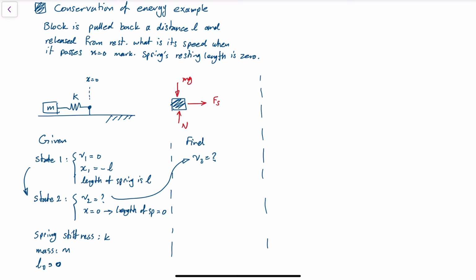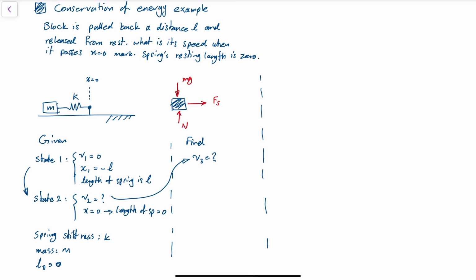Note that I have information about positions. I know some information about velocities. I want to find velocities. And I don't need any information about time. So this is a well-suited situation to use the work and energy space. So I shift my focus to energy.